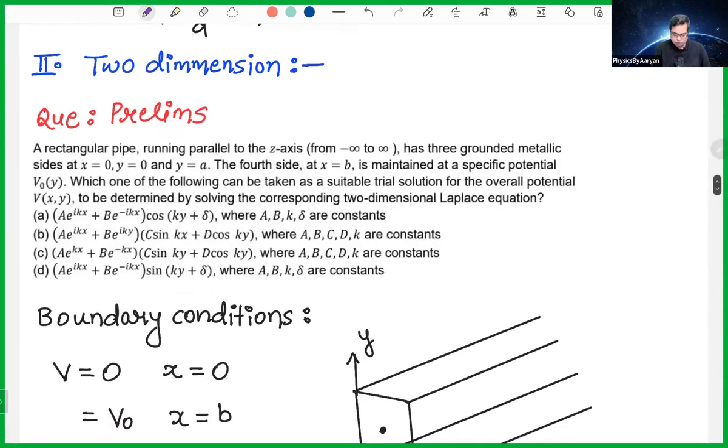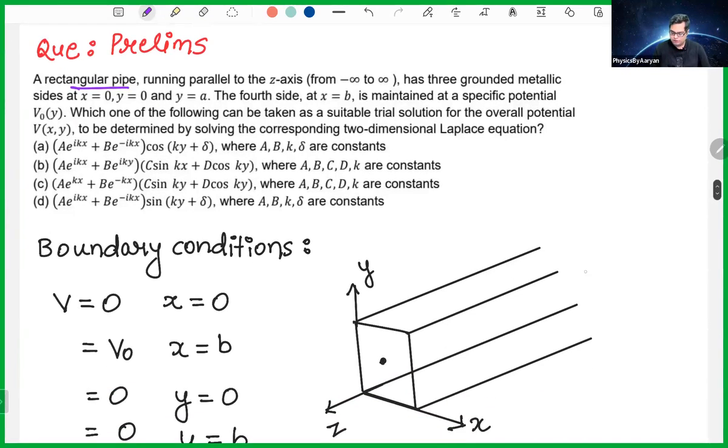Now they have a rectangular pipe. They don't have a plate, they have a rectangular pipe. I am showing you the pipe. You can see here, it's a good diagram for a pipe. It is running parallel to the z-axis, so basically this is your z-axis. And it is an infinite pipe, going from minus infinity to plus infinity.